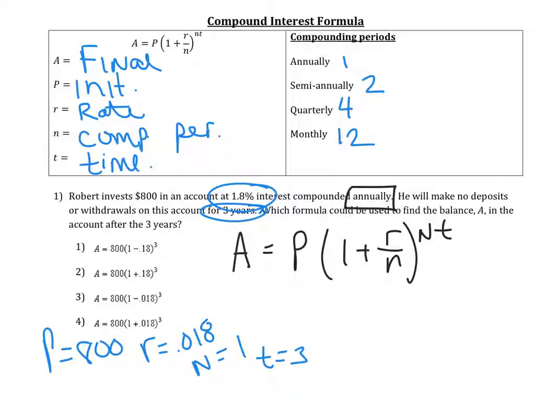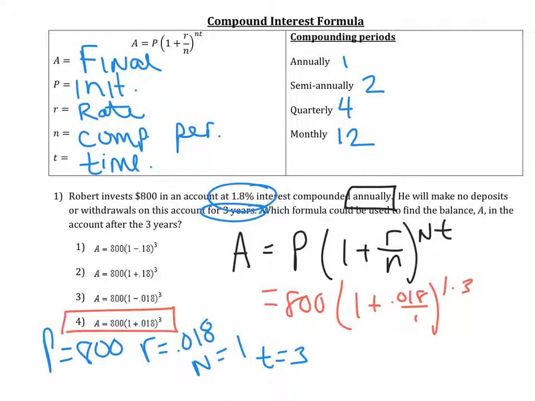Which formula will be used to find the account after 3 years? Well, let's plug it in. Don't even look at the choices. Let's plug it in. So I know I have 800 times 1 plus my rate is 0.018 divided by 1 raised to the 1 times 3. So as I look at those mathematical choices and I add up inside here, 0.018 divided by 1 is itself, plus 1, I would get 1.018 to the third. I'm thinking it matches closest or exactly with choice 4.